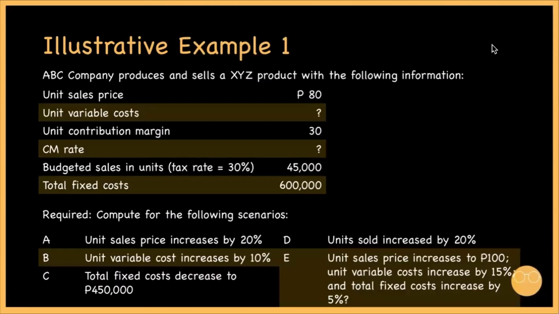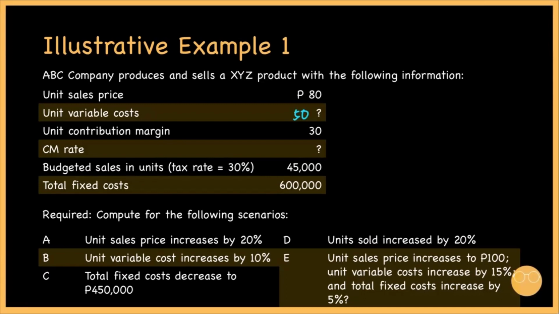Now let's have ABC company as our illustrative example. The unit sales price is 80, and the total fixed cost is 600,000. The budgeted sales in terms of units is 45,000, and the tax rate is already provided, which is 30%. Now that we have the unit contribution margin, we can derive the unit variable cost, and that will be 50 pesos.